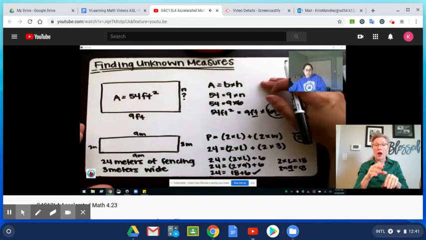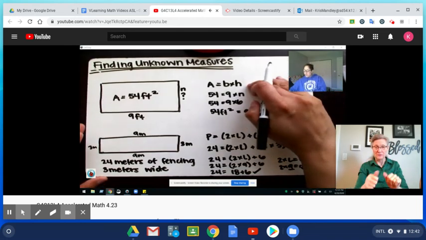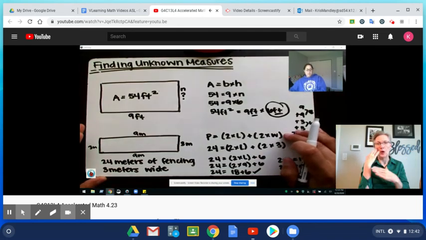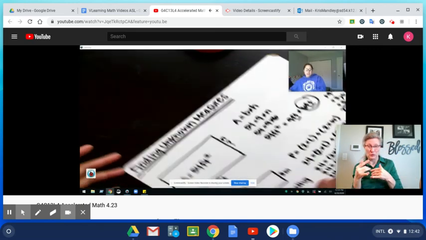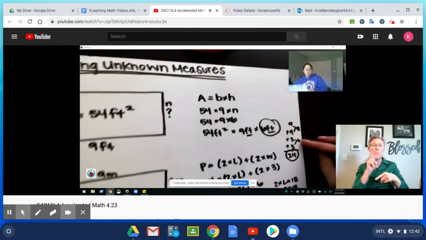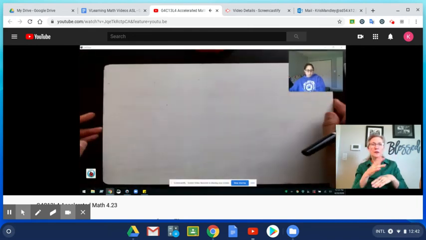So, as you're finding, my friends, we can find the unknown measures of shapes using the formulas that we already know, right? Using this area formula and using this perimeter formula. If either one of those formulas wasn't familiar to you, then you need to go back and re-watch some of those videos so that you become a little bit more comfortable with them.